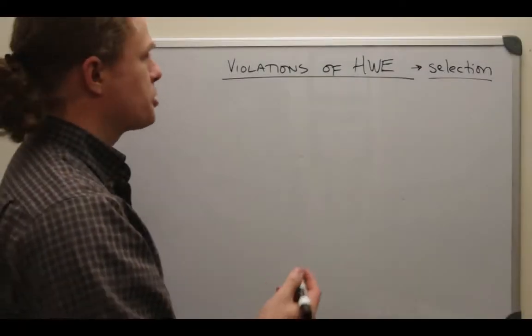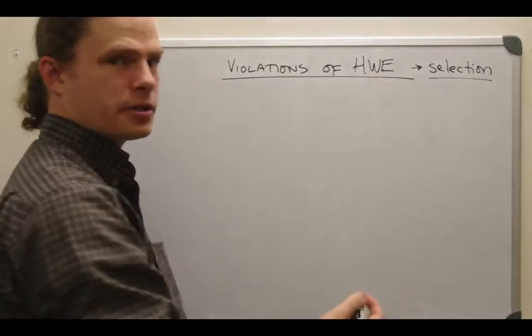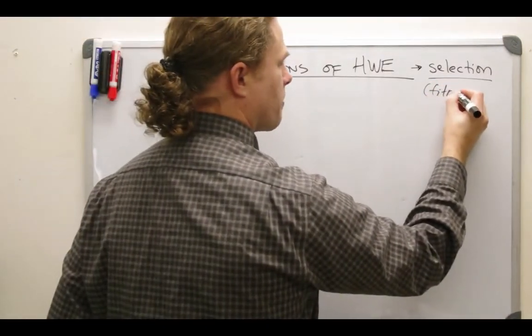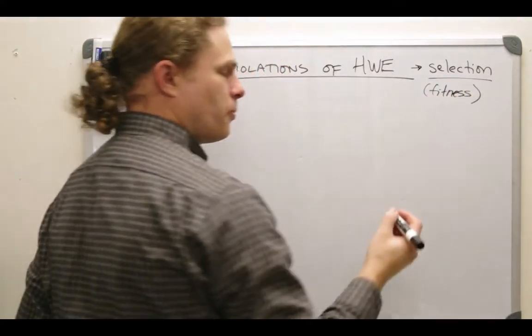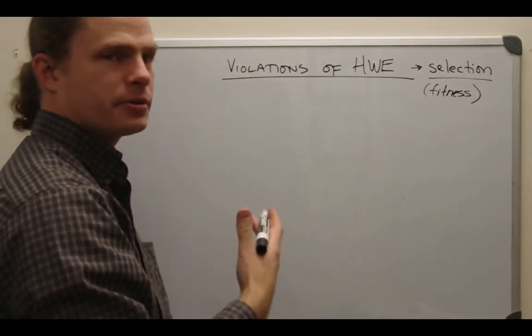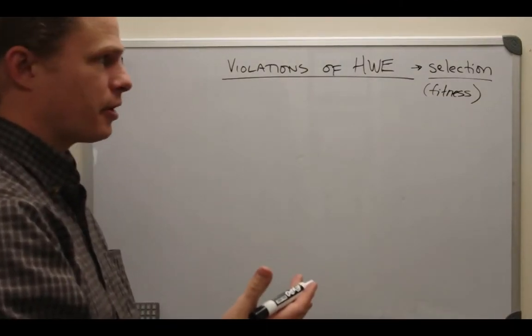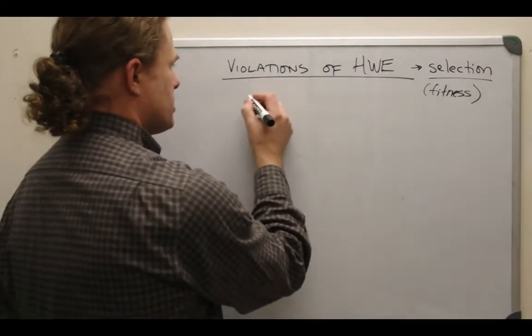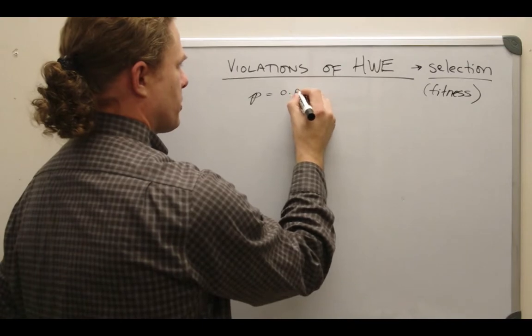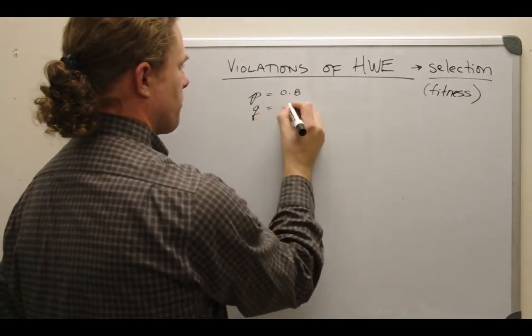One common violation of Hardy-Weinberg equilibrium conditions is selection, or put another way, fitness. What fitness refers to is that not all genotypes are equally able to survive and reproduce in a given environment. Let's just take a hypothetical population that is in Hardy-Weinberg equilibrium to start.